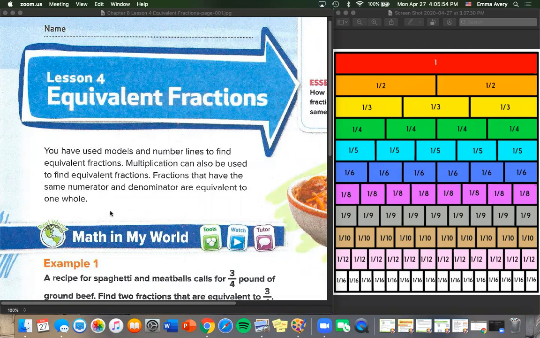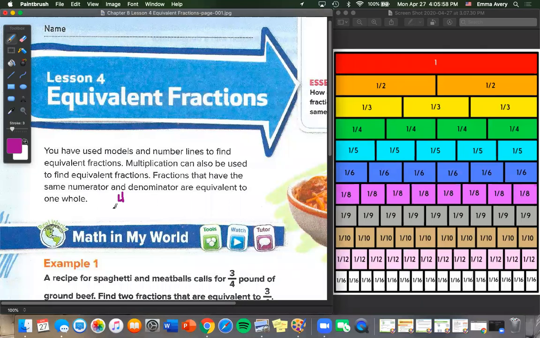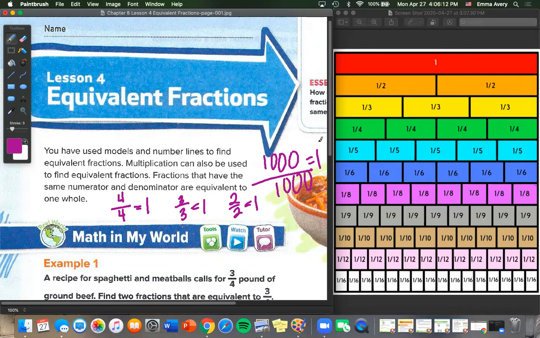So if we remember from a previous lesson, if the number on top and the number on bottom are the same, that's equal to 1. So 3 over 3, 2 over 2, we can even do 1,000 over 1,000 is still going to equal 1.